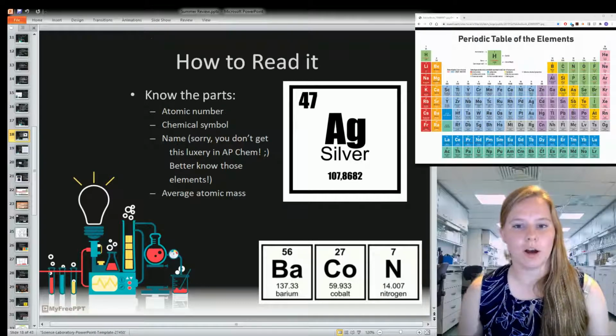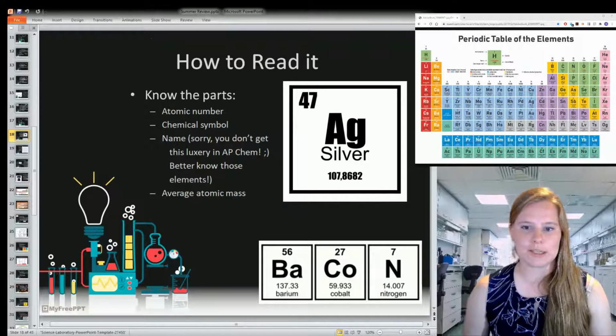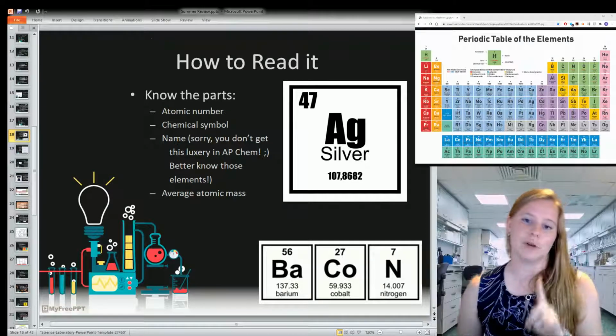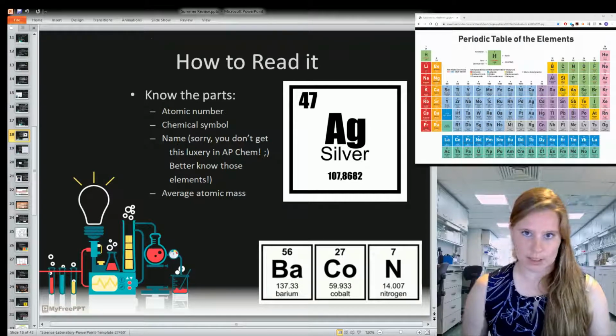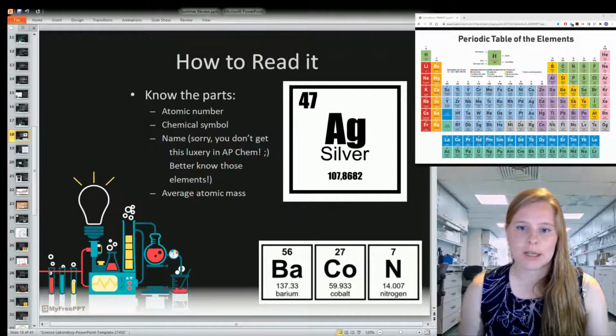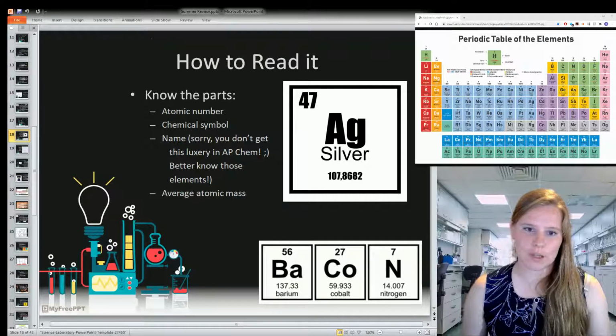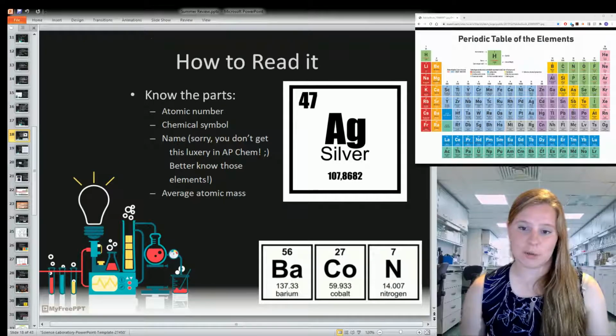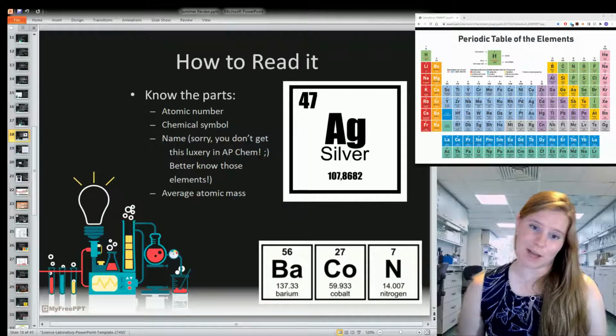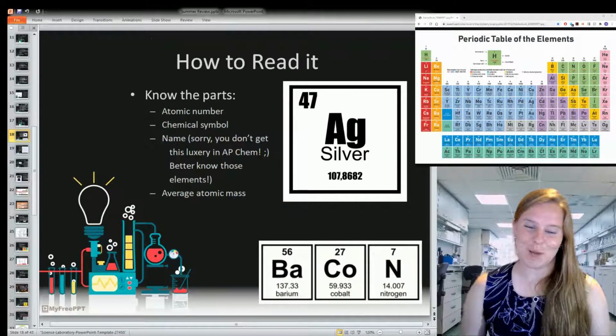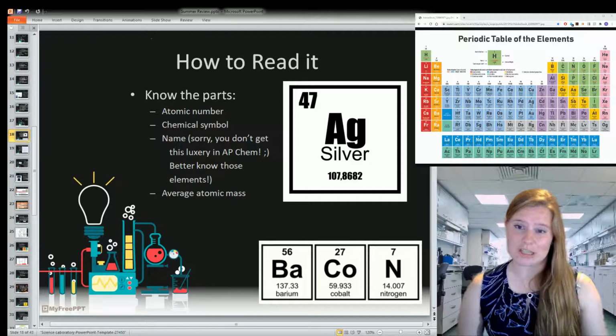Good, it tells you the number of protons. So this is telling me that in one atom of silver, there are 47 protons in the nucleus. It's a fairly large element. And Ag is the chemical symbol right here. Sometimes it'll give you the name below it, sometimes it does not. So sorry, in AP Chem you do not get the name. It's one of the things you actually need to know.